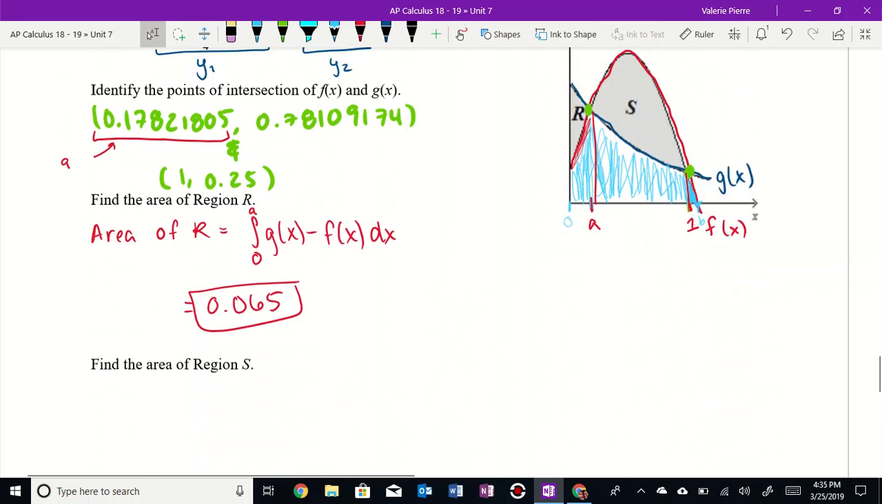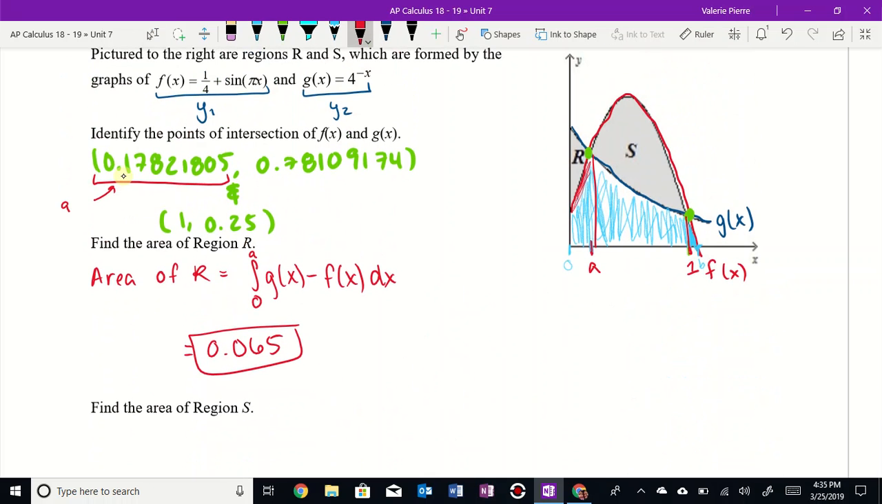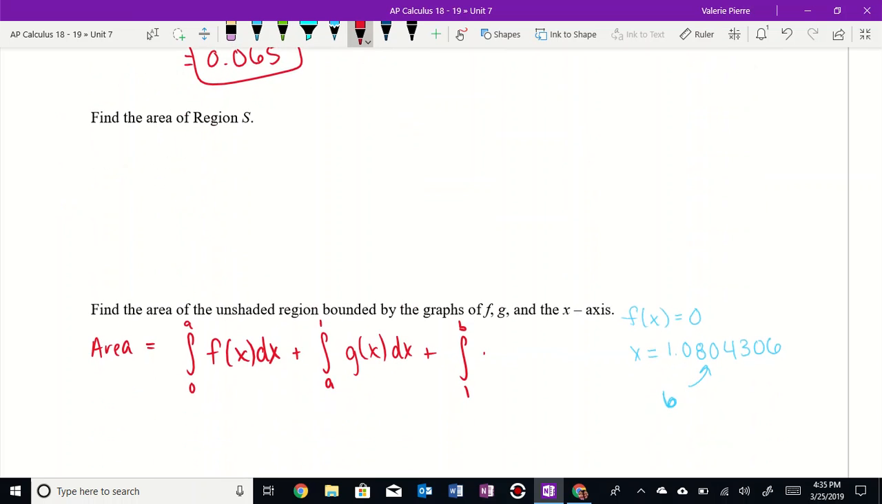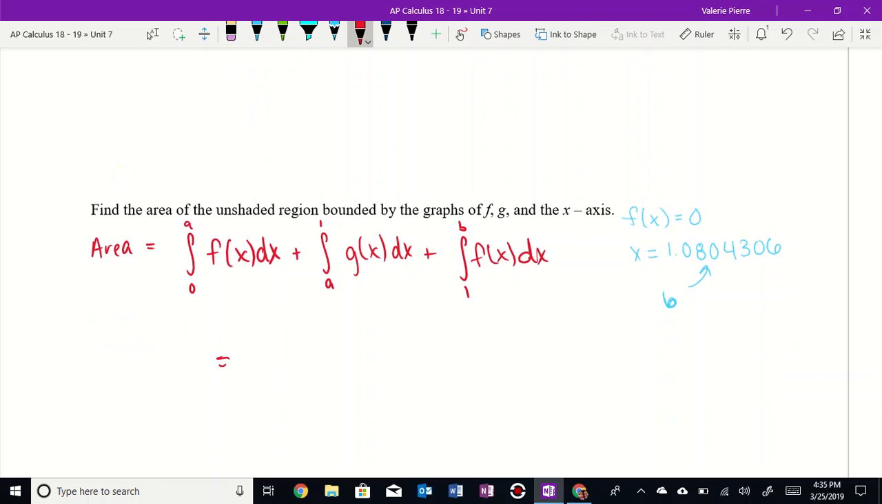And then our last function, this little sliver in the corner, is going to be our red function. We're going to go from 1 to B. So that's f of x dx. And when we plug all of that into a calculator, we get 0.486.